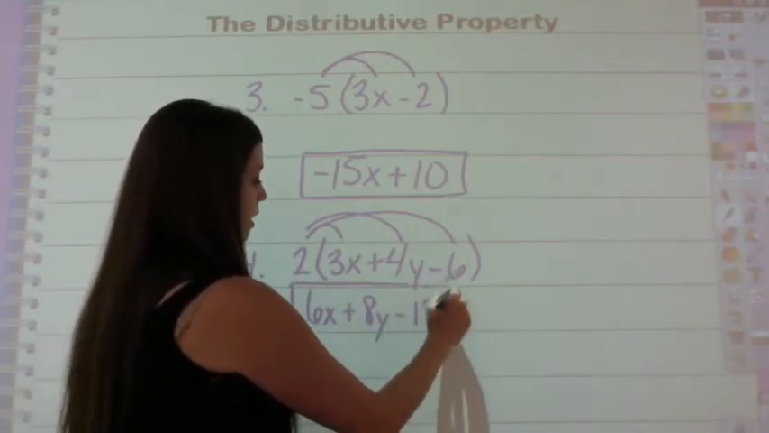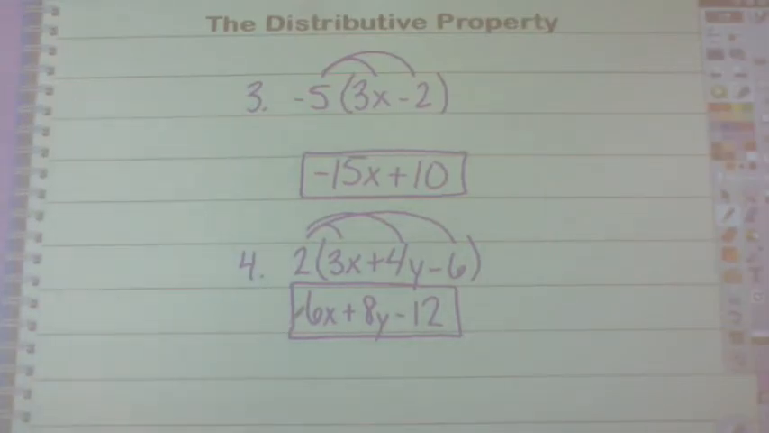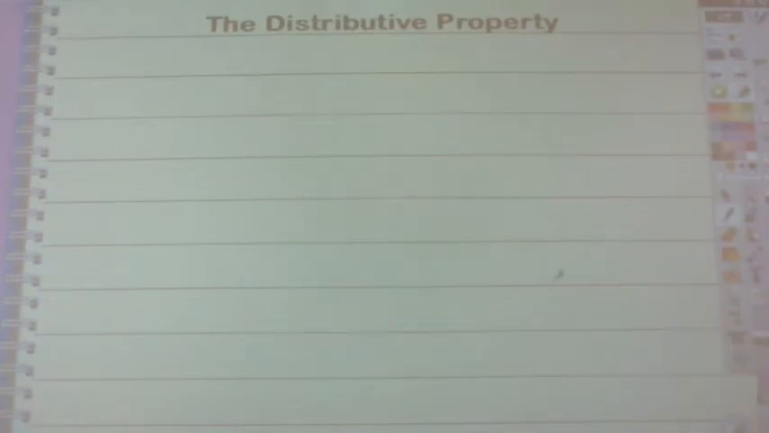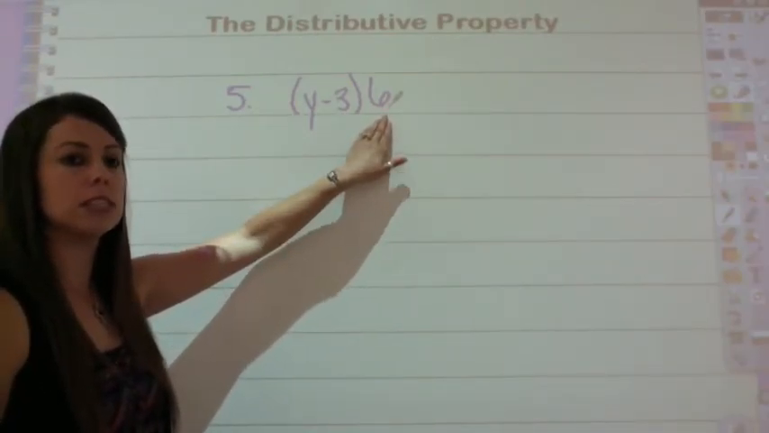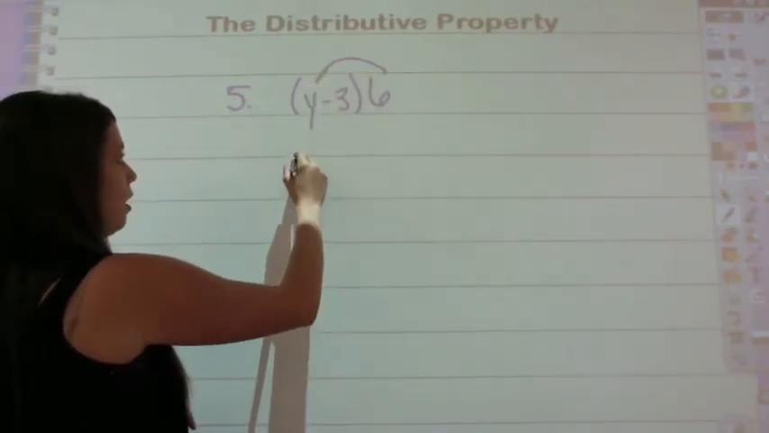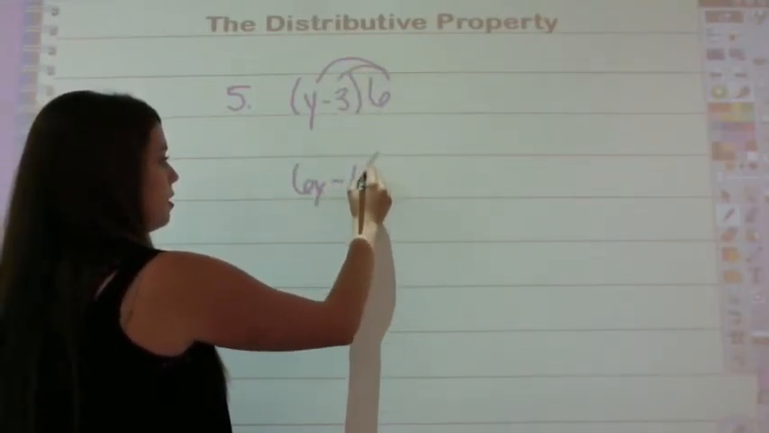So I said that was the last example, but I want to show you one more. So let's do one more. Example 5. And this one, you might see some problems like this in your homework. Sometimes the term that you're distributing is on the other side. So for example, if we have the quantity of y minus 3 times 6, we're still distributing the term that's on the outside. We're still going to distribute the 6. So 6 times y is 6y, and 6 times negative 3 is negative 18.